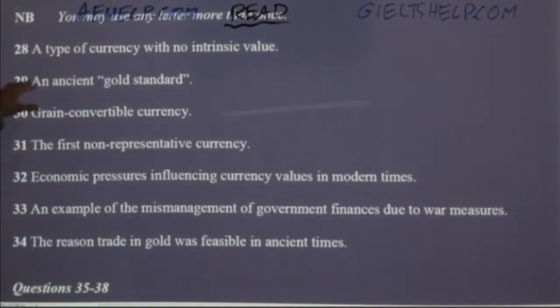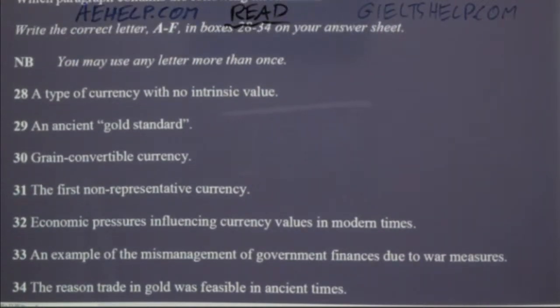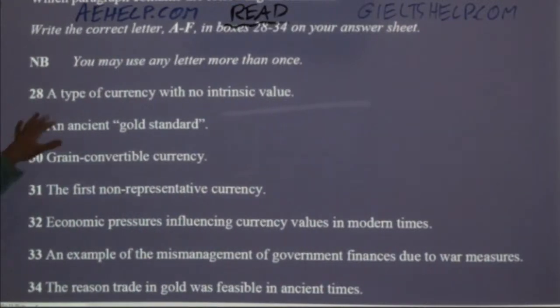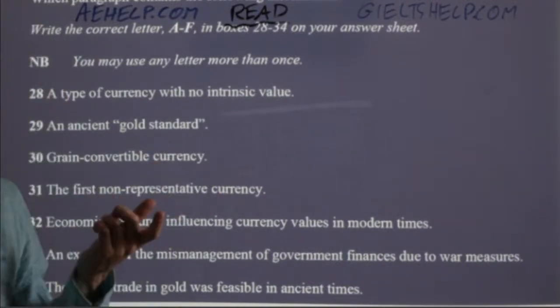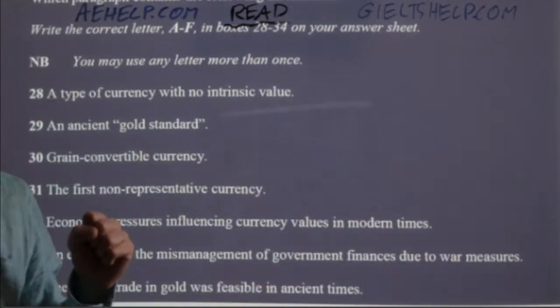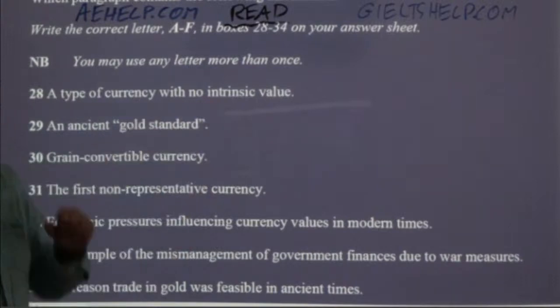Okay, so a type of currency with no intrinsic value. Okay, number 28. Which paragraph was that? Okay, first one was grain, so definitely not. Second one was gold. Third one was gold standard with the Chinese. So which one logically would be the answer for a type of currency with no intrinsic value?